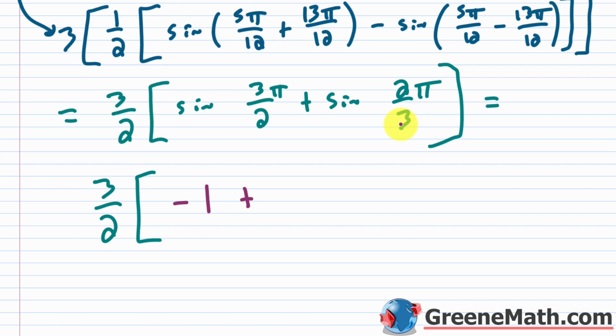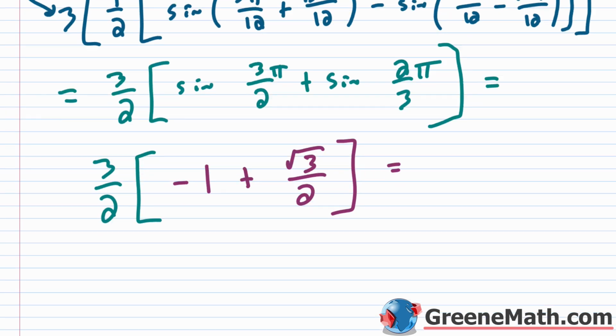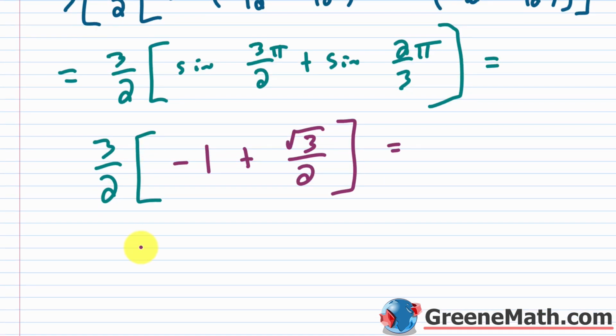You're in quadrant 2, so it's going to be positive. So this is the square root of 3 over 2. Let me close that down. So you could add inside the brackets first, or you could distribute. It really doesn't matter, so let me just go ahead and distribute this. I'll say this is -3/2, and then plus, this would be 3 times square root of 3 over 4, right? 2 times 2 would be 4.